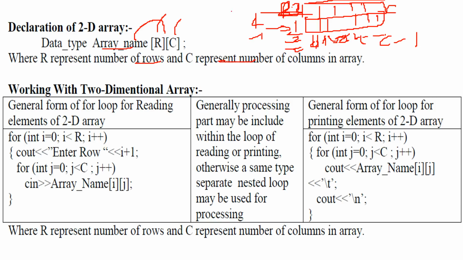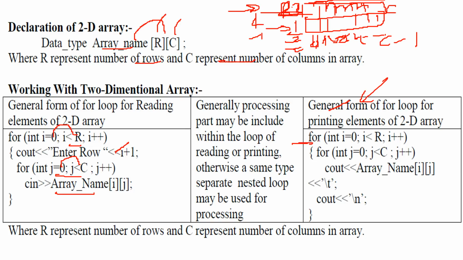Why two loops? Because first we have to go to a row, that is one loop for the row, and then we have to go inside the column. So first is going to a row, then to the column. This is the general form for reading elements in a 2D array. We go from 0 to r, this is the row. We enter the first row, and then we go to that column 0 to c, and then we can just read from it.